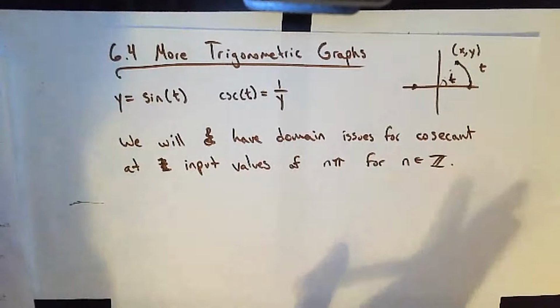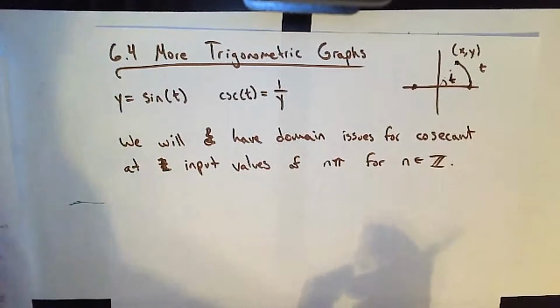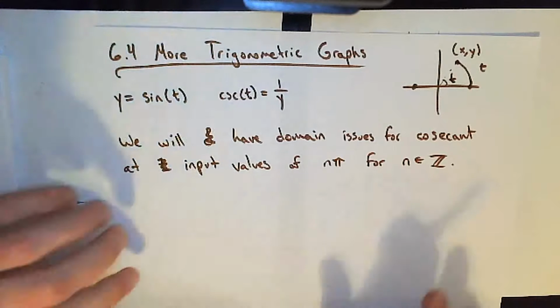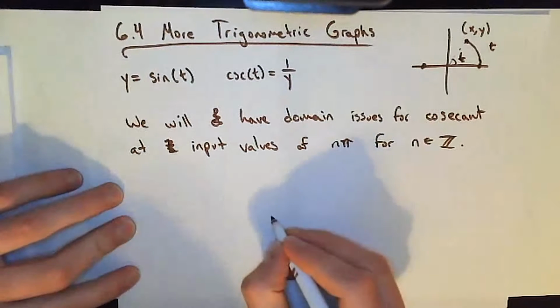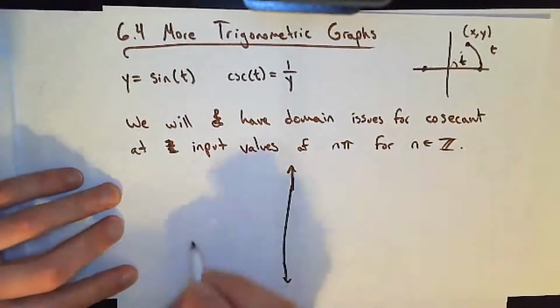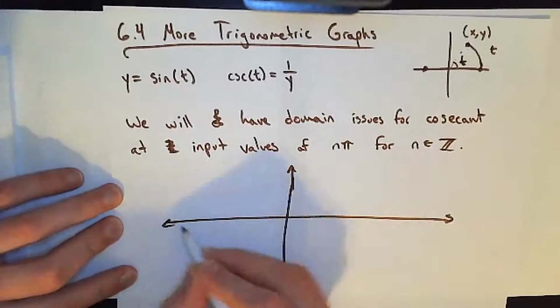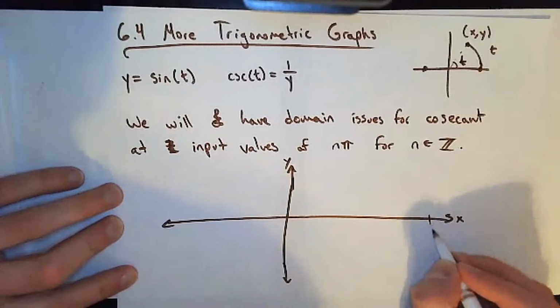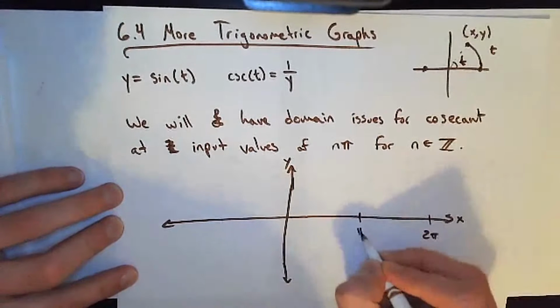We can still graph stuff with domain issues. We did it in 112, so we can do it here. So what's going to happen with this cosecant graph? Let's consider a sine graph first, because they're very much related. One is a reciprocal of the other. So let's get a nice big sine graph going here. You can probably skip through this part because I'm just graphing.